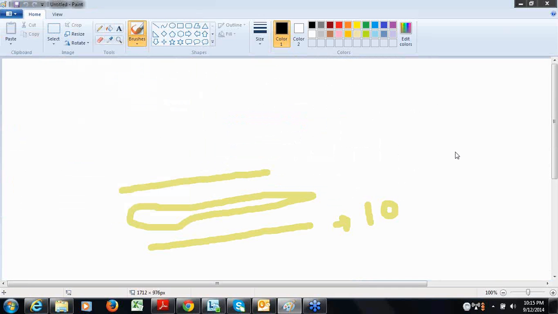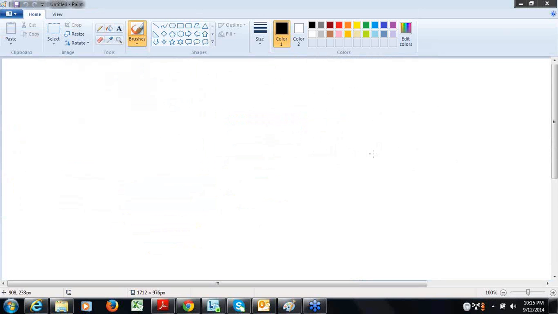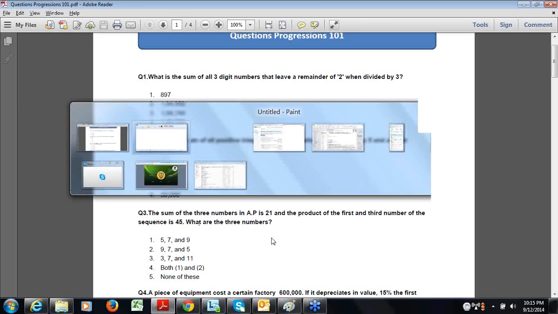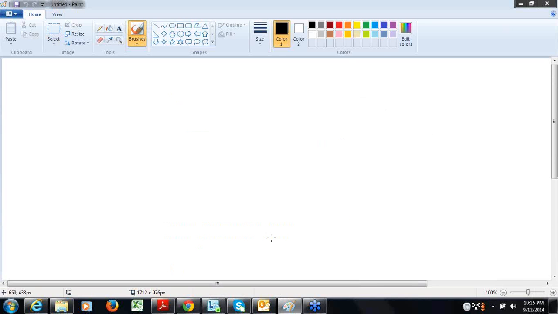So question number 3, what it is asking, let me open up the question. The sum of 3 numbers in AP is 21 and the product of the first and third number of the sequence is 45. What are the 3 numbers? Okay, when we ask about 3 numbers in AP, how do we have to assume them? A minus D, A, A plus D.